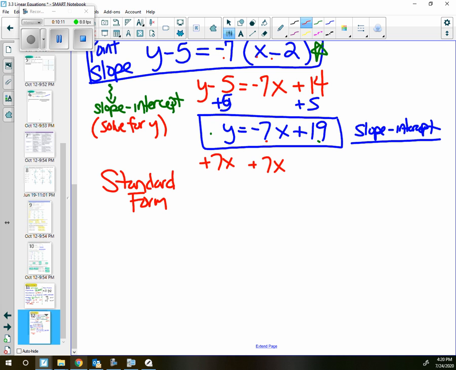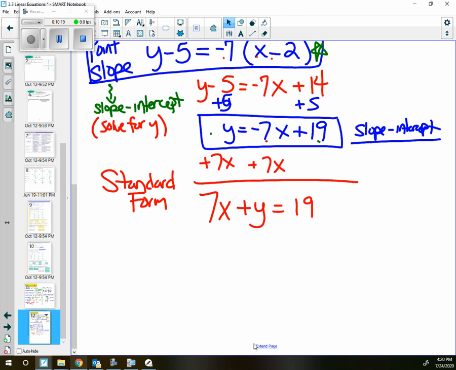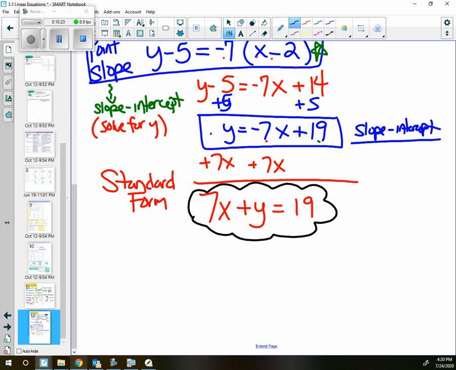Now, x and y aren't like terms, but what that accomplishes is we get 7x plus y equals 19, and we have our standard form. We have the x and the y on the same side. The x is positive and everything's a whole number. If you still had fractions or something in this situation, what I would do is go ahead and just multiply through by a common denominator to get rid of the fractions if you need to. Hopefully we won't have lots of yucky numbers like that, but you definitely could in a real situation.